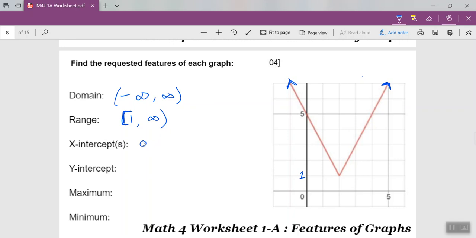There are no x-intercepts, and the y-intercept is at 5. The maximum is undefined, and the minimum is going to be 1.